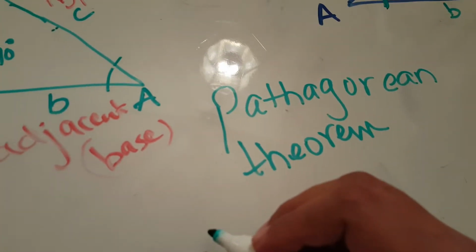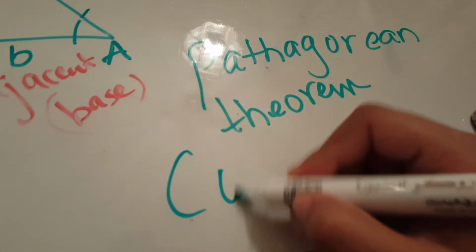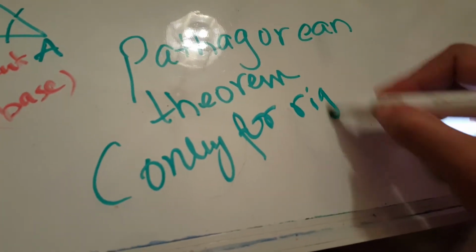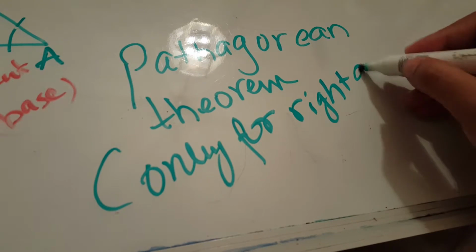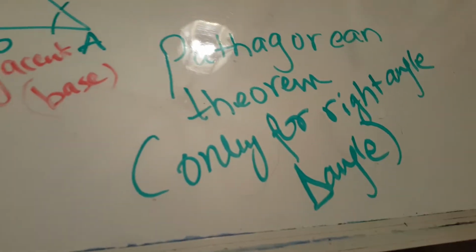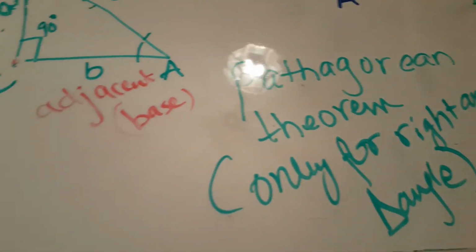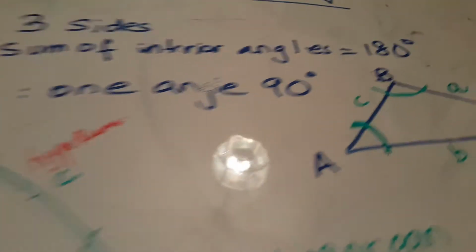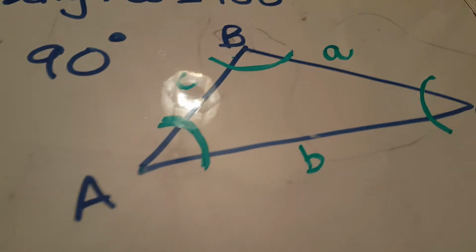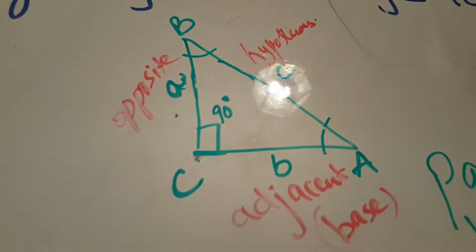Now, what does the Pythagorean theorem say? The Pythagorean theorem is only for right angle triangles. Always keep this in mind. If you are given a triangle that is not a right triangle, you cannot apply the Pythagorean theorem to it. It can only be applied to triangles which have a 90-degree angle.